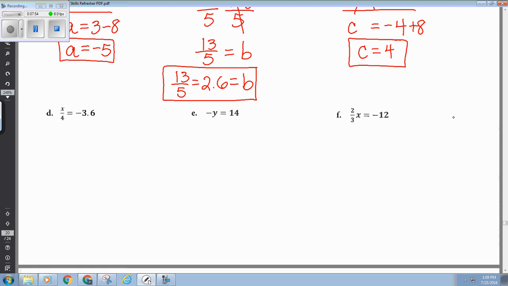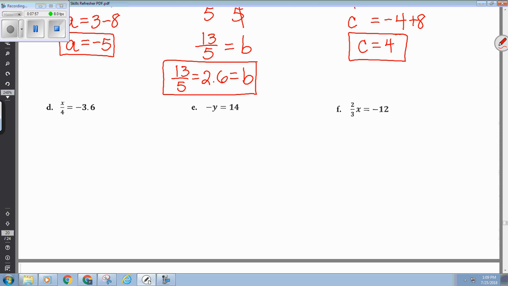So let's do our bottom set of one-step equations. Part D, we've got x divided by 4 equals negative 3.6. So we're starting with division, which means we're going to have to multiply in order to get this variable by itself. So the question is, what number do we multiply? The 4 is over there with that x, and the x is what we want by itself. So we're going to multiply both sides by 4.